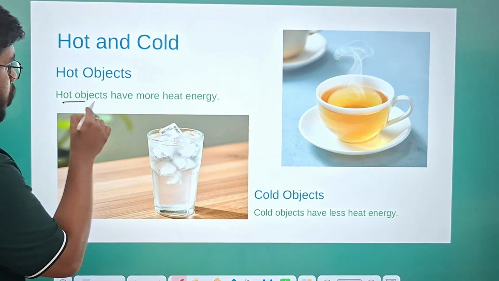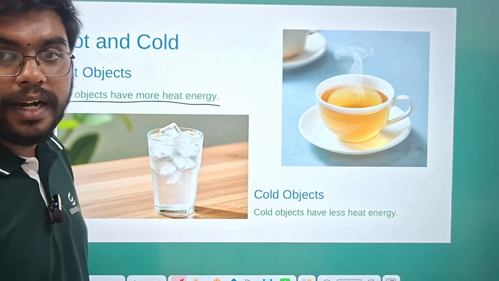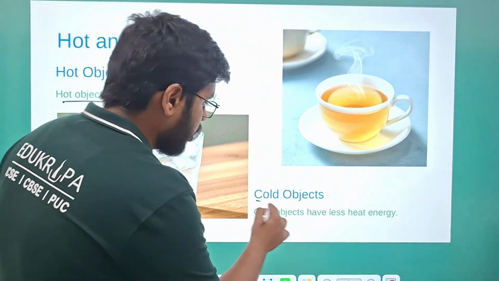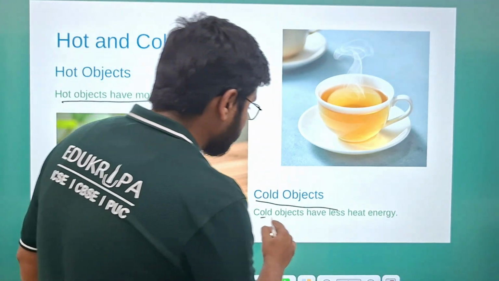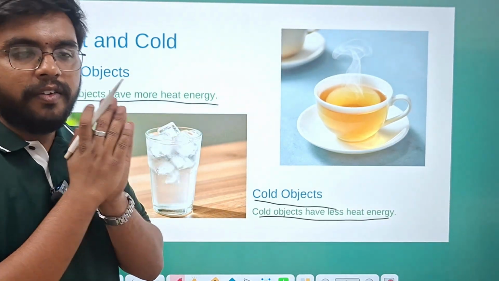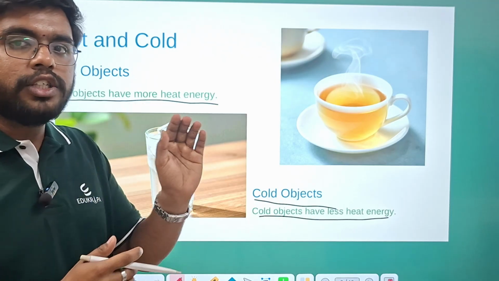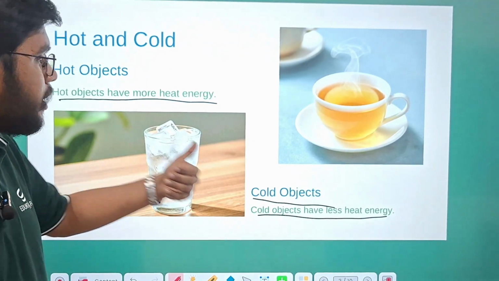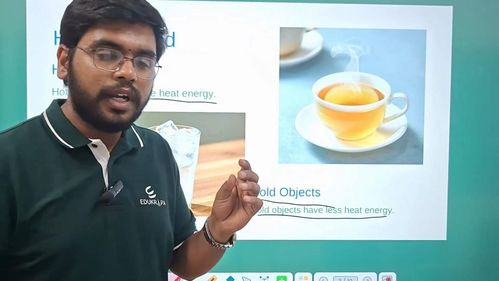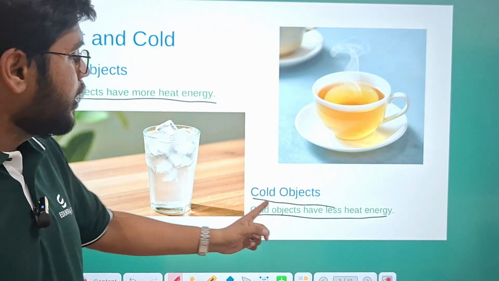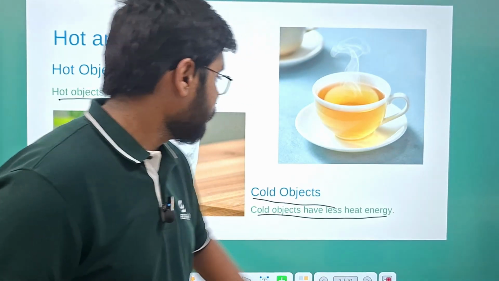Hot objects usually have more heat energy inside them. That's why to touch they feel hot. Next, cold. Cold objects have less heat energy. Means if we say that an object is cold, it usually has less heat energy, so it feels cold. Hot and cold are both sensations that our senses feel. So hot objects have more heat energy, cold objects have less heat energy.